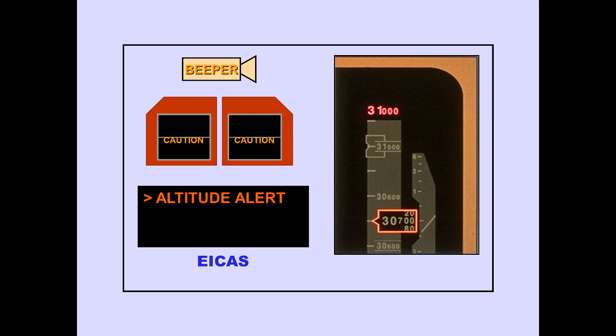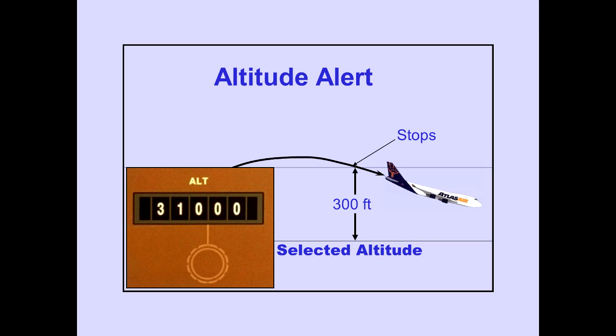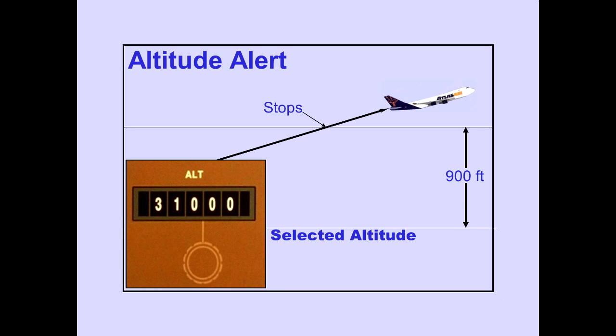The ICAS caution message, Altitude Alert, indicates a deviation from the selected altitude. The current altitude box also changes to amber. Altitude deviation alerting stops if the airplane is returned to within 300 feet of the selected altitude. Deviation alerting also stops when the airplane is flown more than 900 feet away from the selected altitude. At this time, the altitude alert system resets.